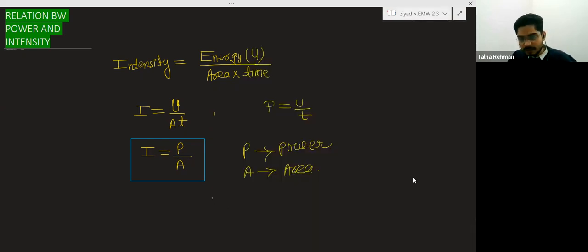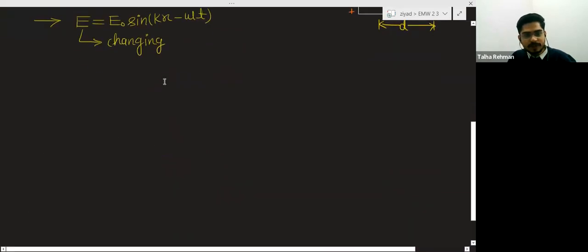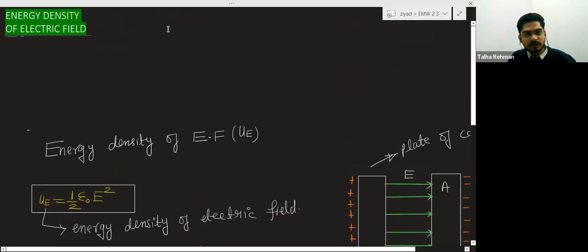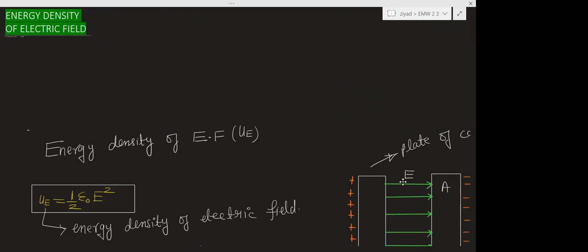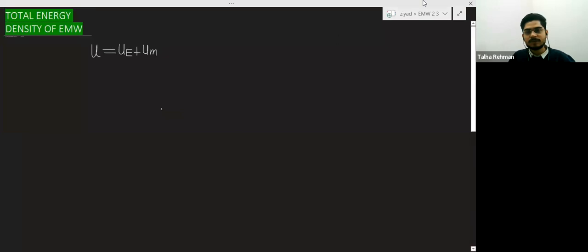Now, this thing you have completed. Energy density of electric field you have completed. Energy density of magnetic field is also completed. Total energy density you have completed. Completed na?